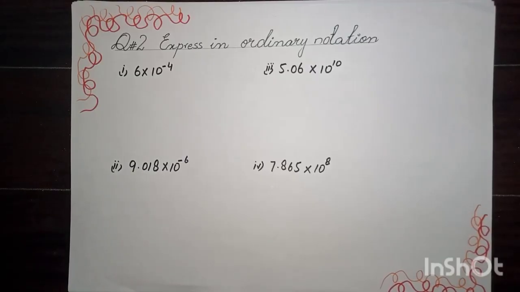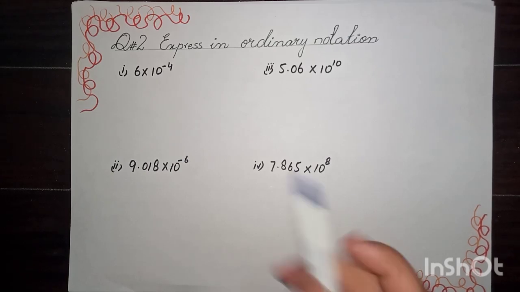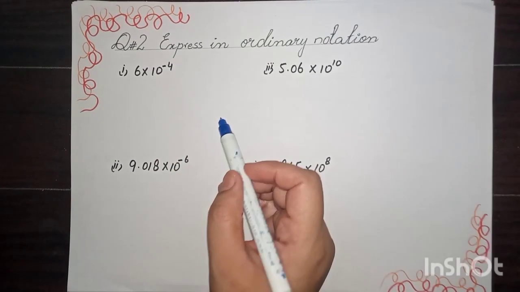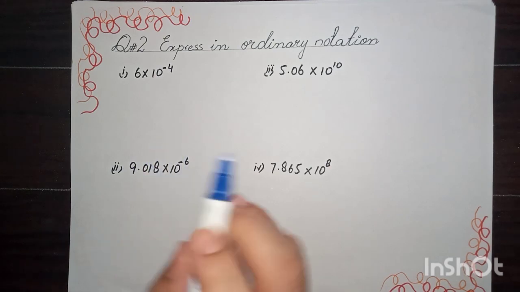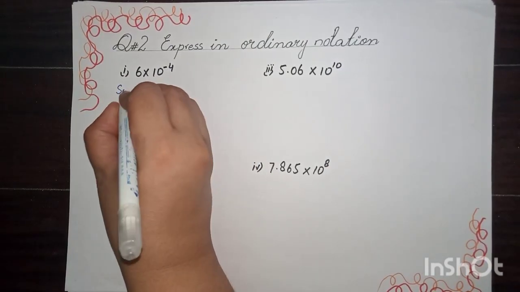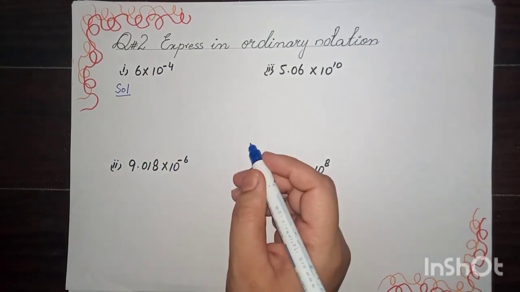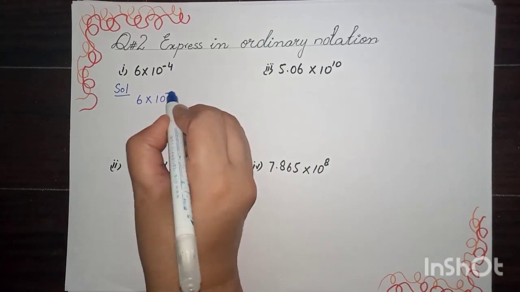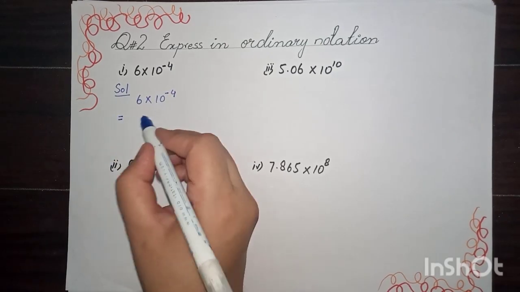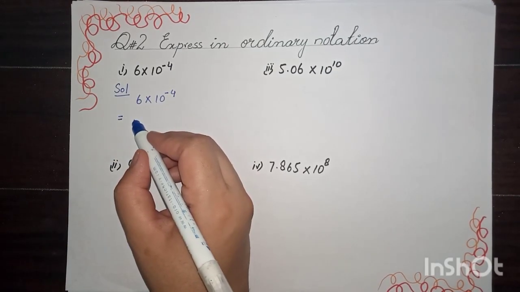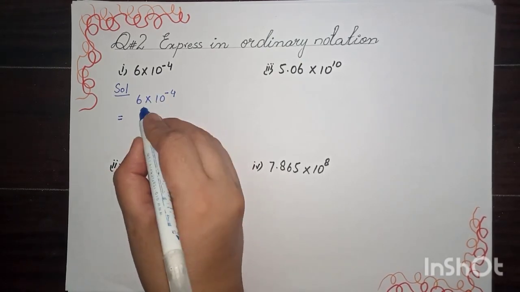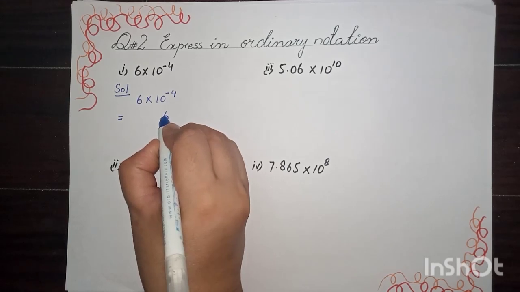Now question number 2, express in ordinary notation. Ordinary notation means we convert this scientific notation into a simple number form. So we will follow the same rules which we used in question number 1. So now my question is 6 multiplied by 10 to the power minus 4. So I will convert it into a simple decimal number. So this is 6. I will write it here.